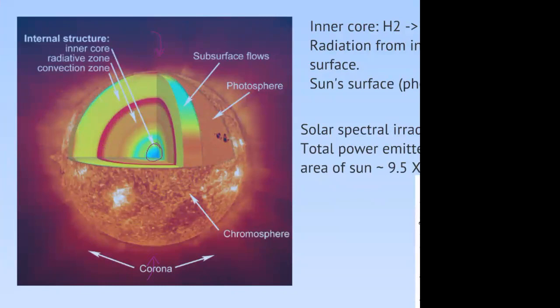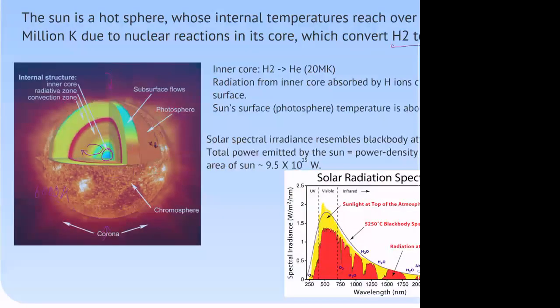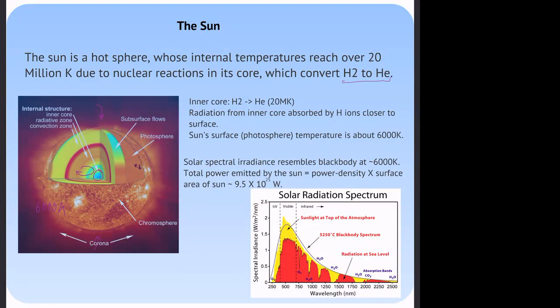So lots of energy is generated in this core, and the whole thing is so hot that this material is in the form of plasma, which is basically like a gas. So there's convection, that's heat taking the heat out to the surface. This is millions of degrees, but at the surface, it's more like 6,000 Kelvin. The radiation from the inner core is absorbed by hydrogen ions closer to the surface. The hydrogen ions are essentially squeezing, fusing to become helium at very high temperatures. And then because of radiation and convection, the sun's surface is about 6,000 Kelvin.